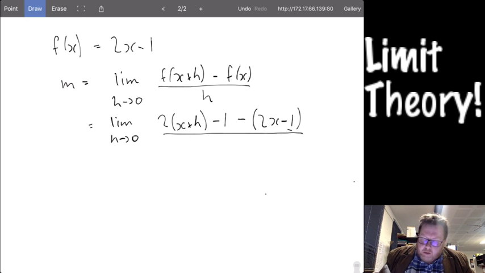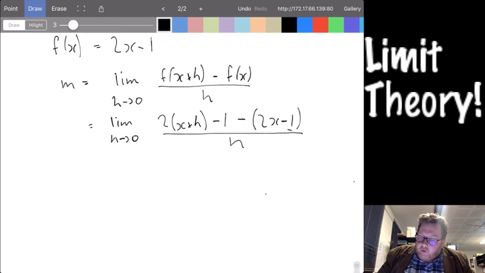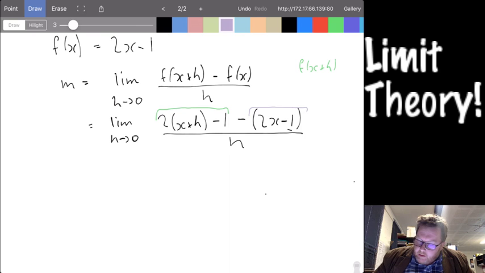all over h. So just to color code that, this bit here is f of x plus h, and I'll use purple. And this bit here is f of x. Okay, so I've subtracted f of x away from f of x plus h. I've subtracted 2x minus 1 from 2 times x plus h minus 1. Okay, replaced x with x plus h. It's really critical. I'm sorry to go over and over the same point, but it's really important that we understand that. Okay, let's keep going because that gets us to our answer.